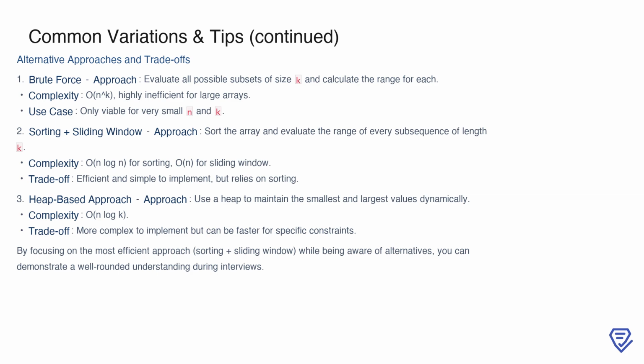Another alternative is a heap-based approach, where you dynamically maintain the smallest and largest values. This method can achieve a time complexity of O(n log k), but is more complex to implement and may only be advantageous under specific constraints. By mastering the sorting and sliding window method while being aware of other approaches, you can demonstrate a balanced understanding of efficiency and flexibility during interviews.